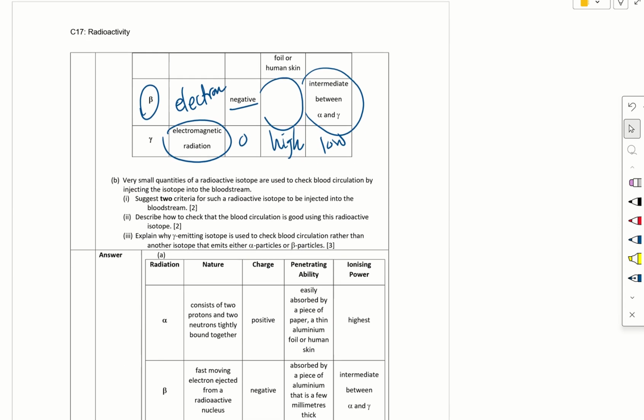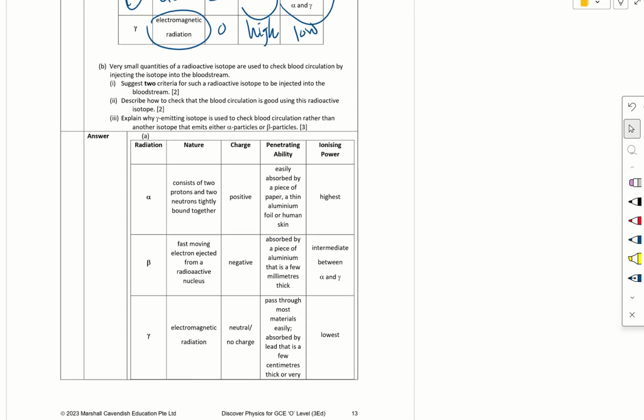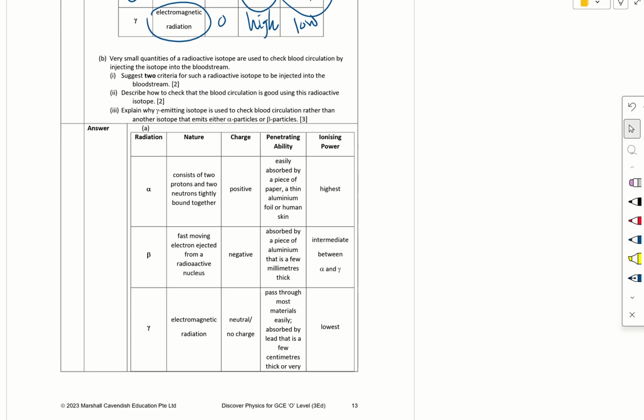Okay, so let us take a look, compare my knowledge with the answer. For the nature, you need to elaborate a little bit more. Just now I said it was only a helium nucleus. Instead, you should say it consists of 2 protons and 2 neutrons tightly bound together. Or you can say it's a helium nucleus, and that it consists of 2 protons and 2 neutrons tightly bound together, so that you make your answer more complete.